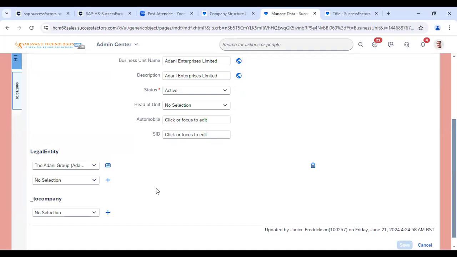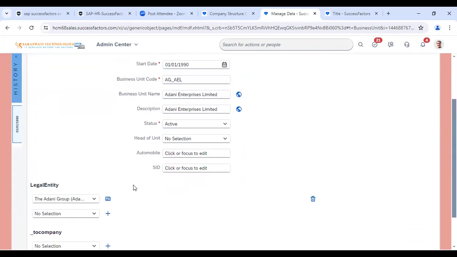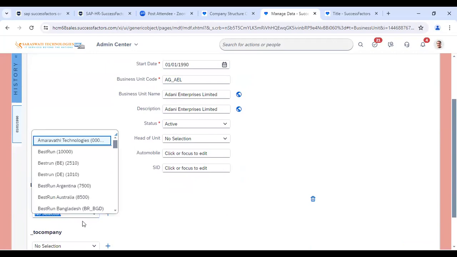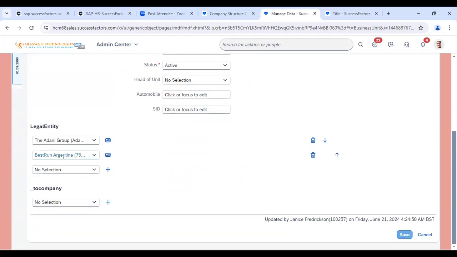One is in the USA, one is in the Canada. This business unit is associated to both of the legal entities, in the USA and in Canada. So you can make the changes here. You can make the difference. You can just put Argentina also here, and this will be workable for both.